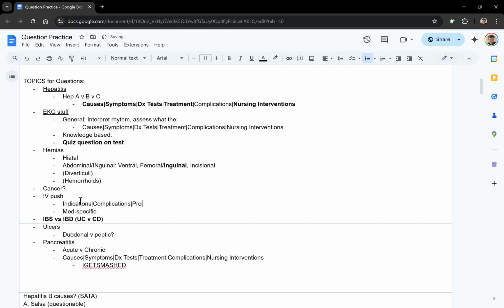Okay, and then the procedure. How do you do it, right? Are you pinch pausing? Are you flushing rapidly after you give it? No. Okay, so that's the idea with that.